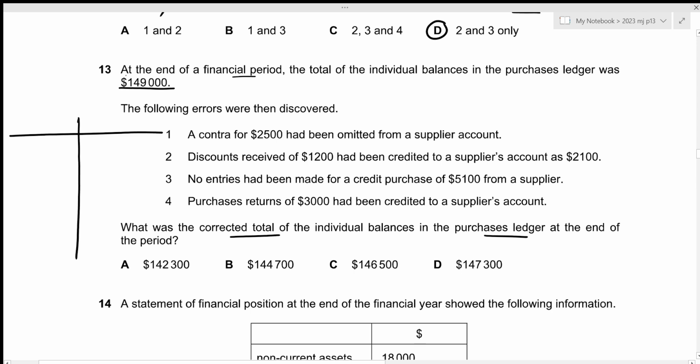Of 149,000. We start with the opening balance of 149,000, which goes towards the credit side in case of our purchase ledger control account. Then for the first one, a contra for 2500 had been omitted from a supplier account. And remember that the contra will be recorded on the debit side in case of purchases ledger control account. So we just need to record 2500 there.